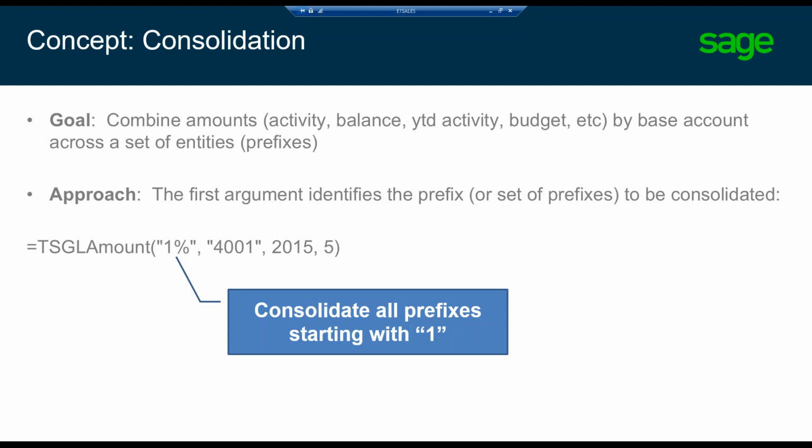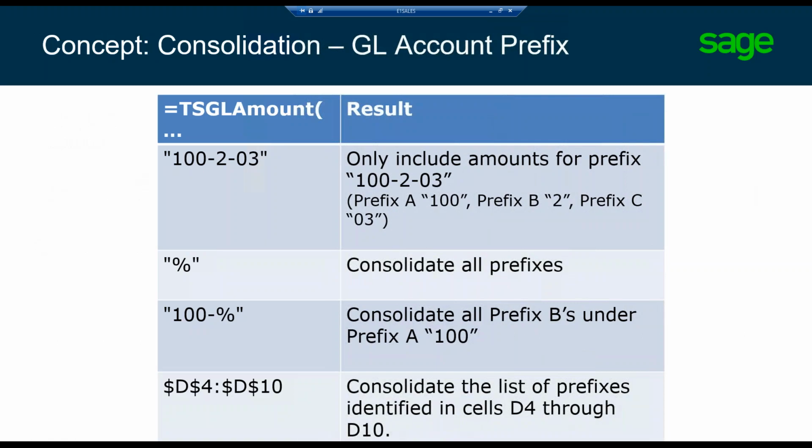So I want to do a consolidation. I could do a mask, like all my prefixes that start with a certain character, and you could do a pretty complex mask. Or you could do a range of cells, whatever prefixes you have in those cells, or a range of prefixes, so a list of cells or range of cells or whatever. And then I got the base account and so on and so forth. So you could just have a value derived that way.